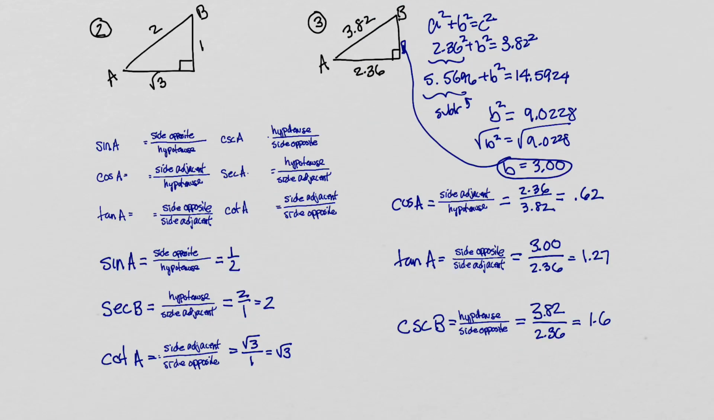Now, here in problem number 2, we want to find these trig functions. We want to find the sine of A, the secant of B, and the cotangent. So we need some more definitions. First of all, here are the definitions that we have so far. But now we have these new definitions. So let's see what we can do here.